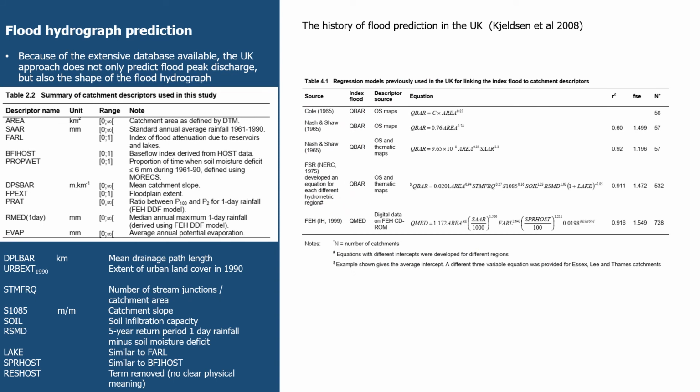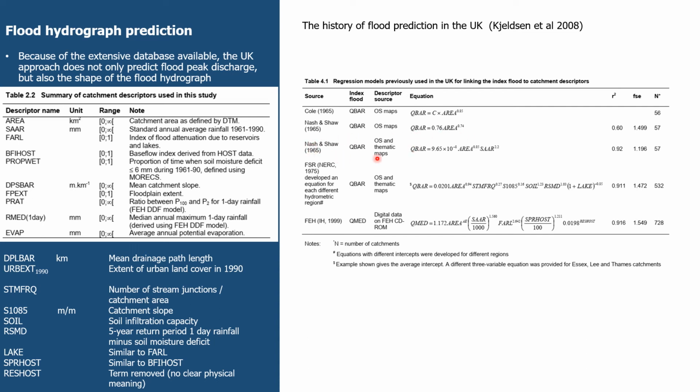We can't do that in the Philippines, so we're going to use a slightly simpler approach to begin with, because we just don't have all of these parameters available. In the UK, there's been a bit of a history of ever more complicated equations. When people started doing this, they just used catchment area. And back in the 1960s, a couple of different approaches were developed, both of which predicted the mean annual flood based on catchment area. And you can see they came up with a statistical R-squared of 0.6 from 57 sites, an equation with an exponent of 0.74.